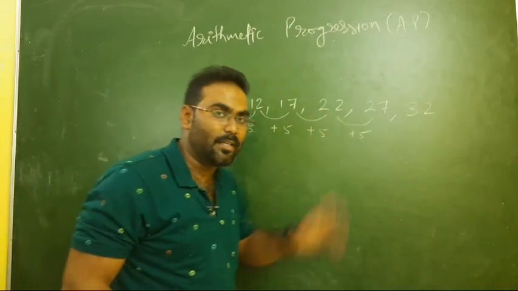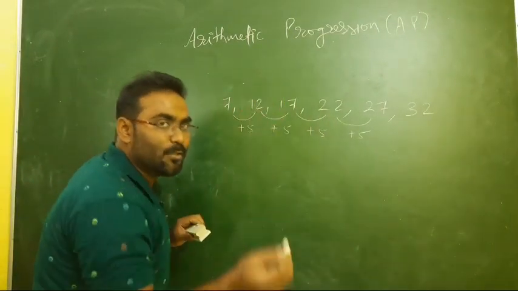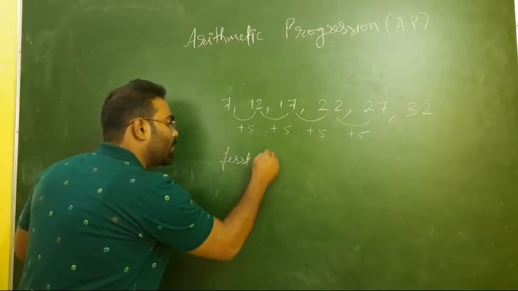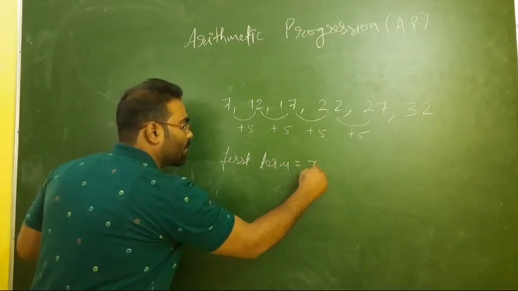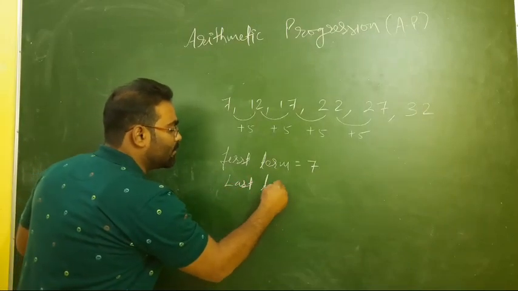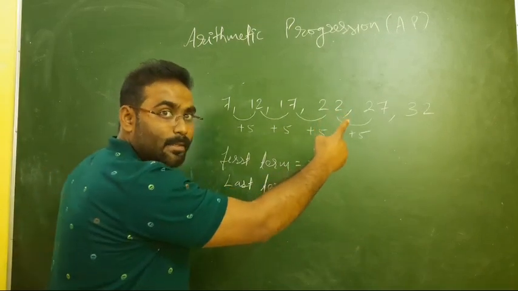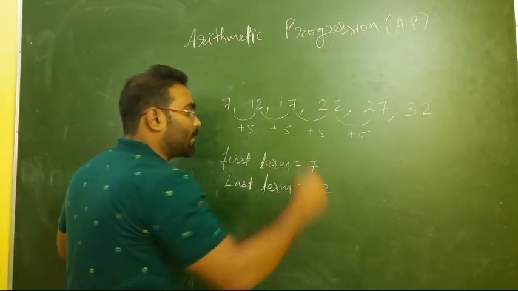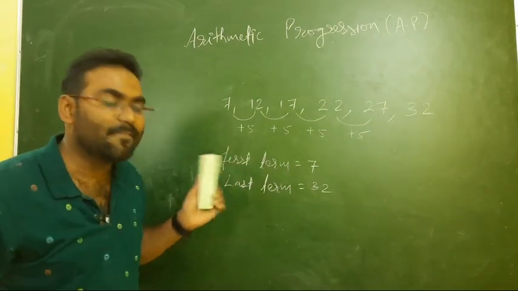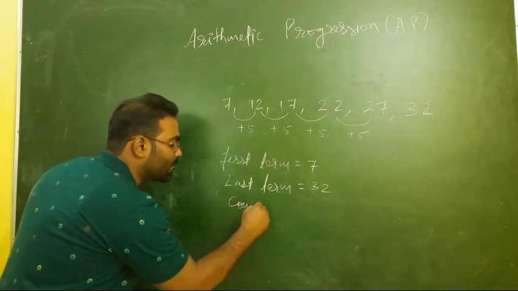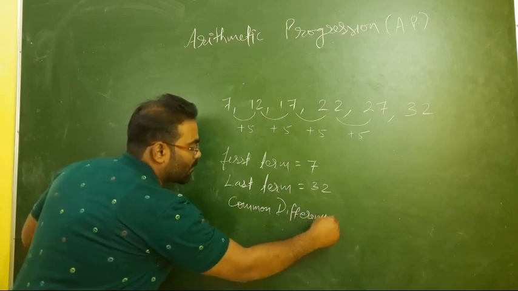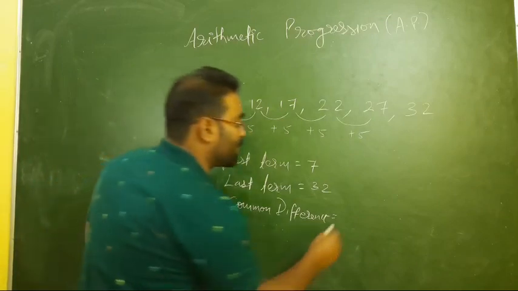Now I'll show it. If I ask you what is the first term, you say 7. So the first term is 7. And what is the last term? The last term is, tell me, 32. Correct? Now, what else have I taught? The common difference. What is the common difference? The common difference is nothing but 5.